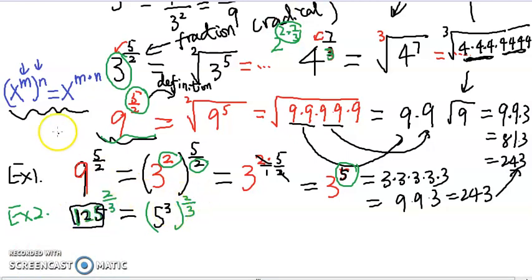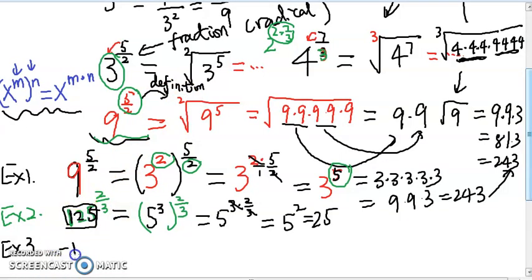And then I'm going to use the exponential rule. Notice that these two powers are right next to each other. We multiply the powers, and 3 times 2/3, 3 cancels 3. We get 5 squared, which is 25. And this way is much easier than using the definition to change to radical numbers.